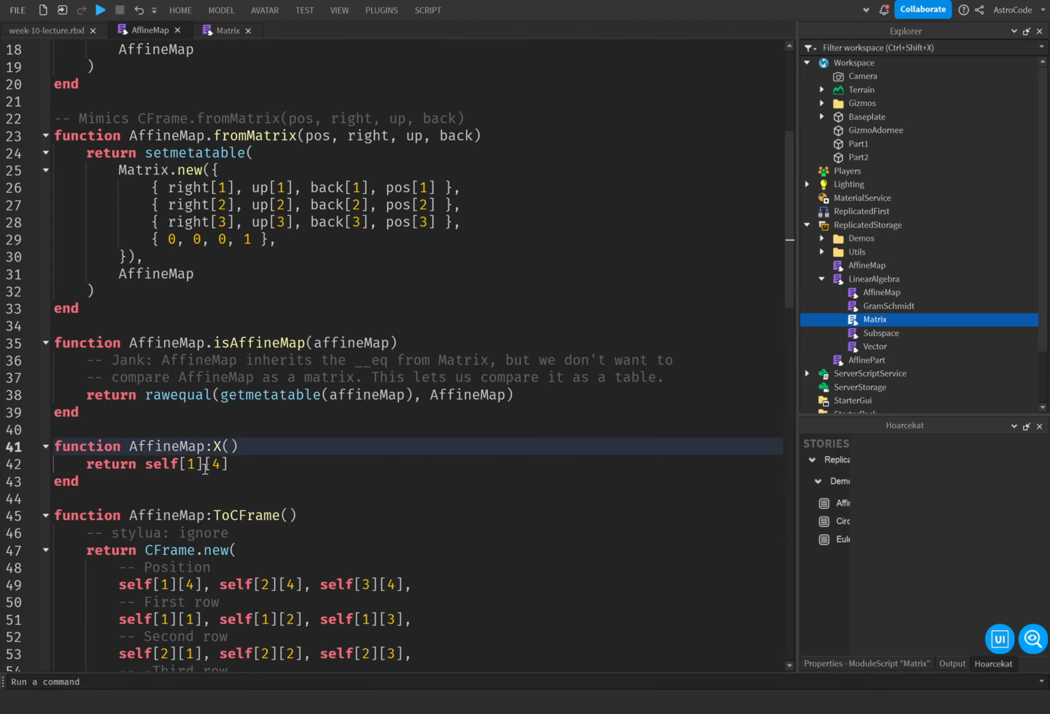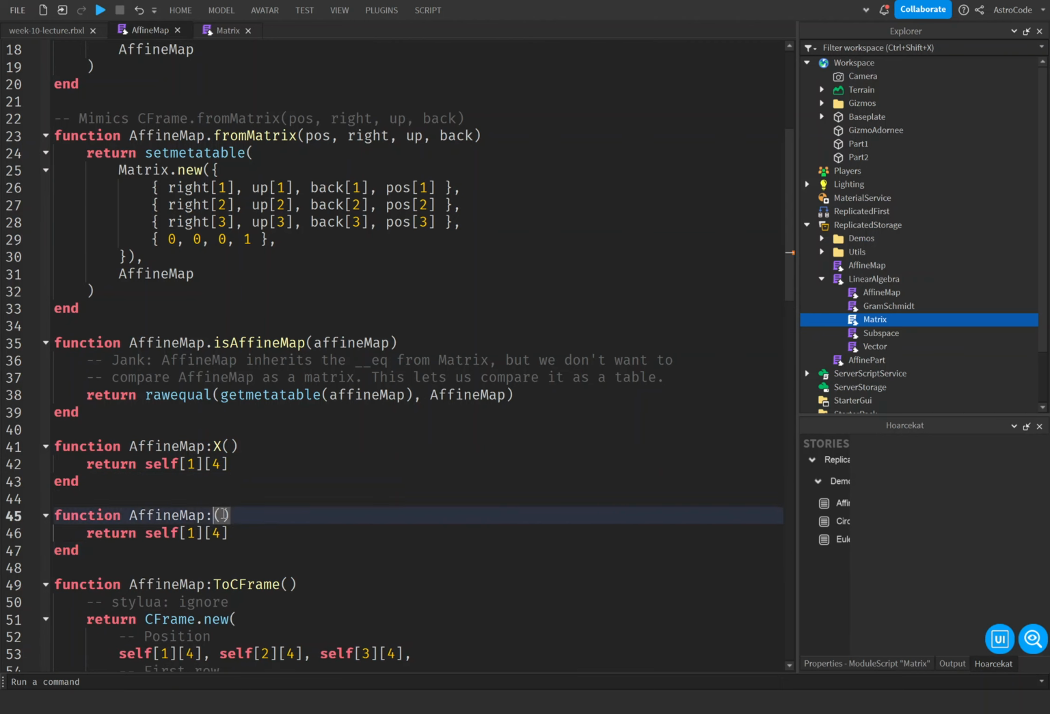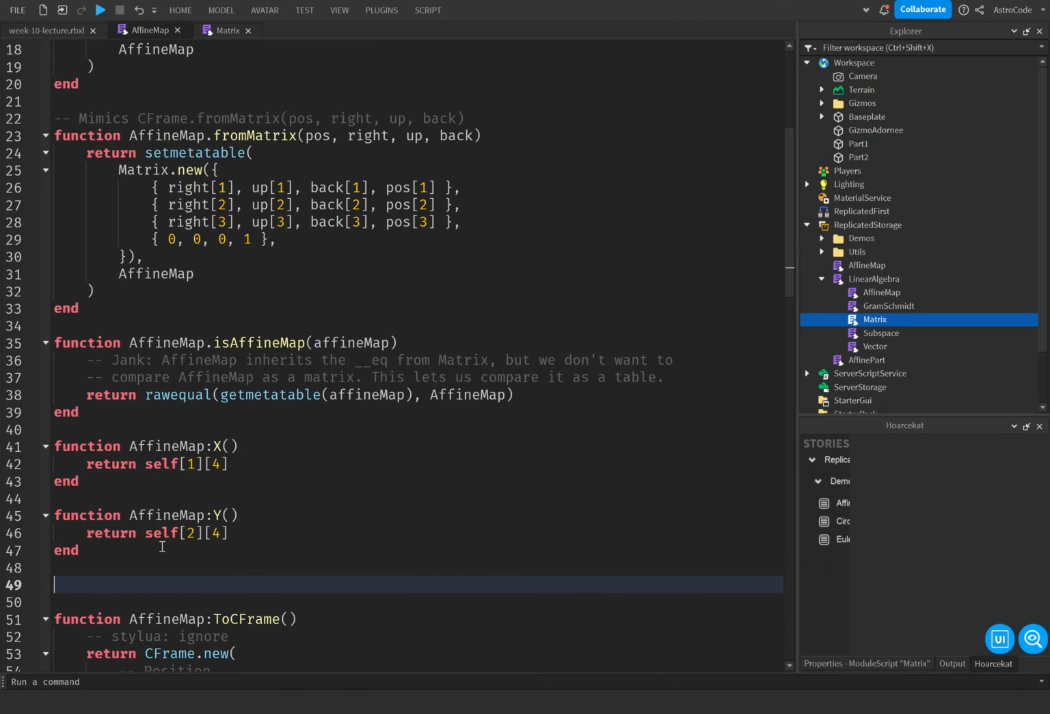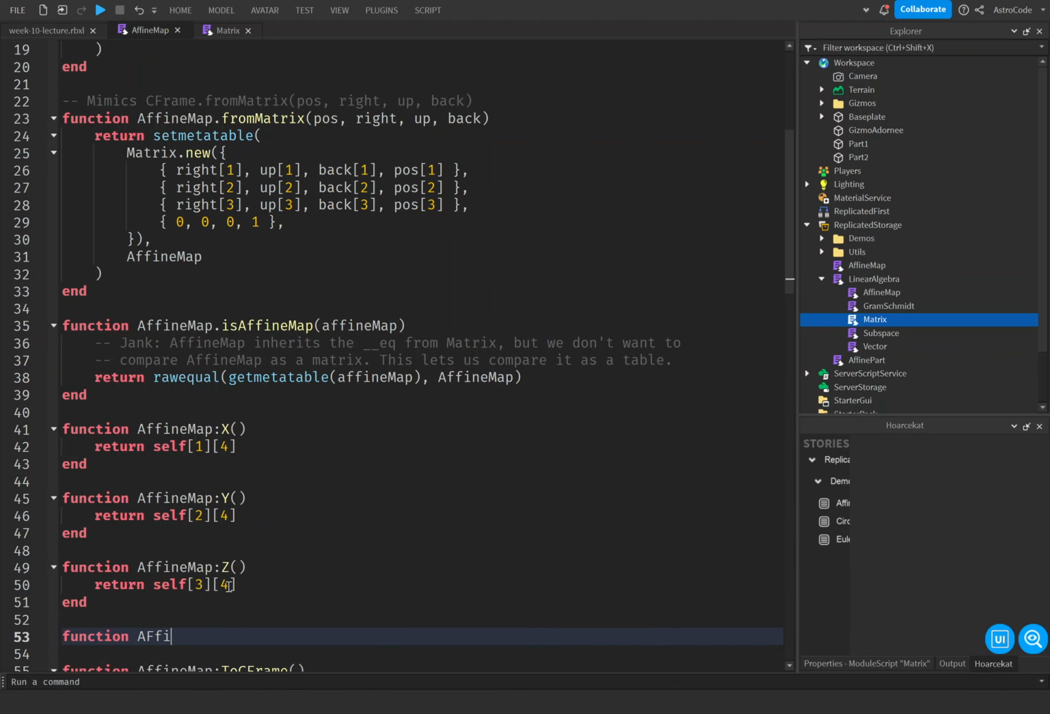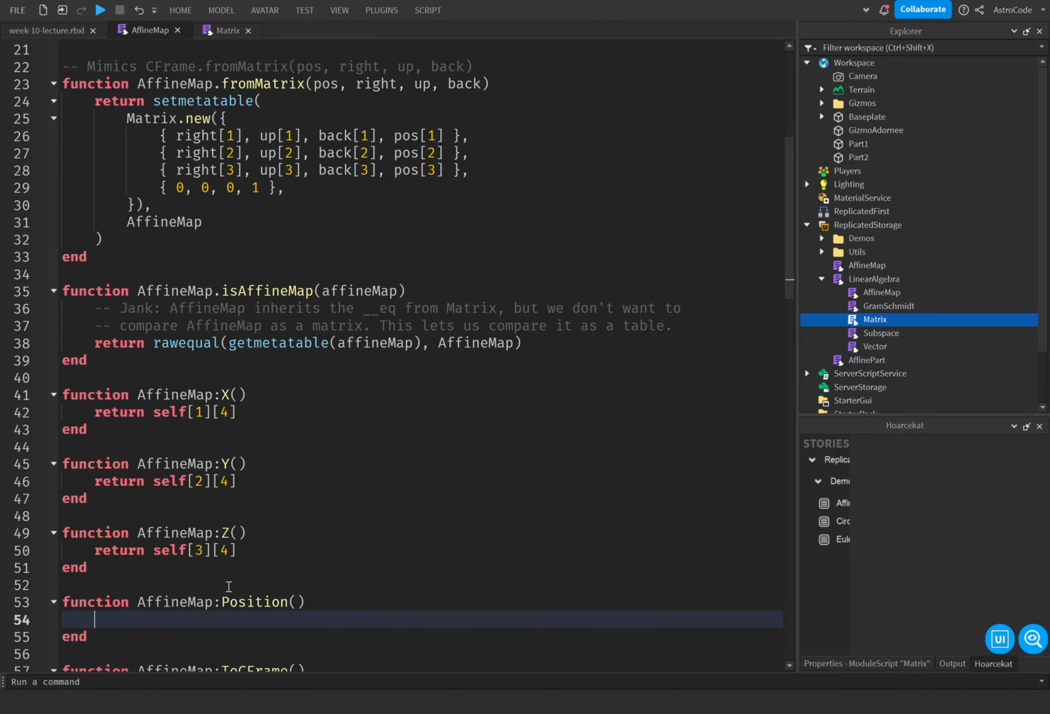And then it's pretty simple to do y and z. The y coordinate of the translation is going to be the second row, fourth column, and the z component is going to be the third row, fourth column. All of these three together make up the position property. So we'll create a new vector. This is going to be the ones that we just did above.